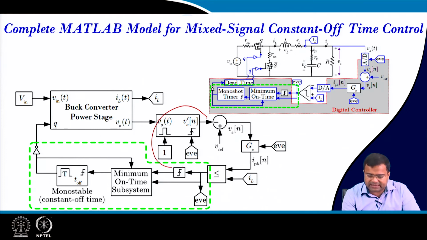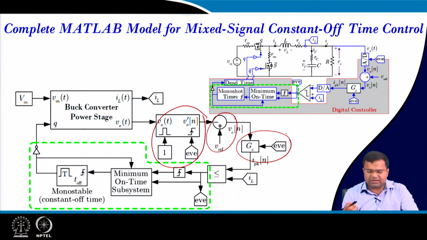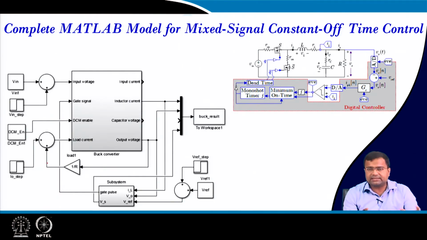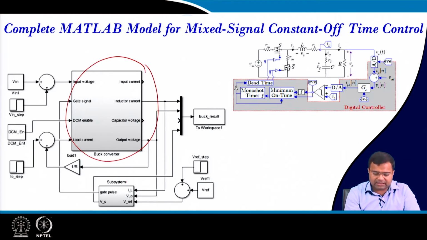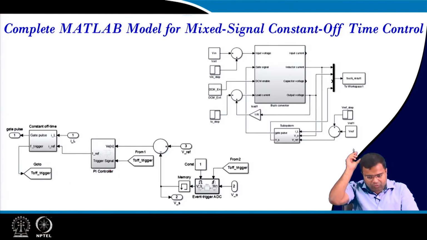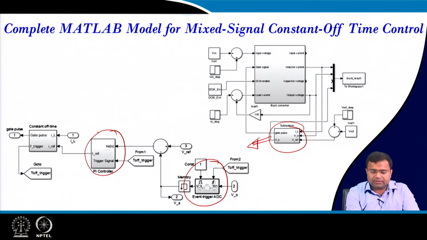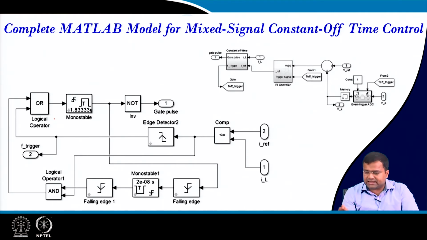This will be the event trigger ADC, error voltage, then controller, event trigger control compensator using difference equation, minimum on time, and then this is the constant off time modulator. And this is the complete block diagram. We are going to MATLAB. So, this is the power stage that we know, and this is the controller. Then if you go inside the controller, what will you get? This is your event trigger ADC, and this is your controller, PI controller, and this block is a constant off time modulator. And if you go inside the constant off time modulator, then you will see this block.